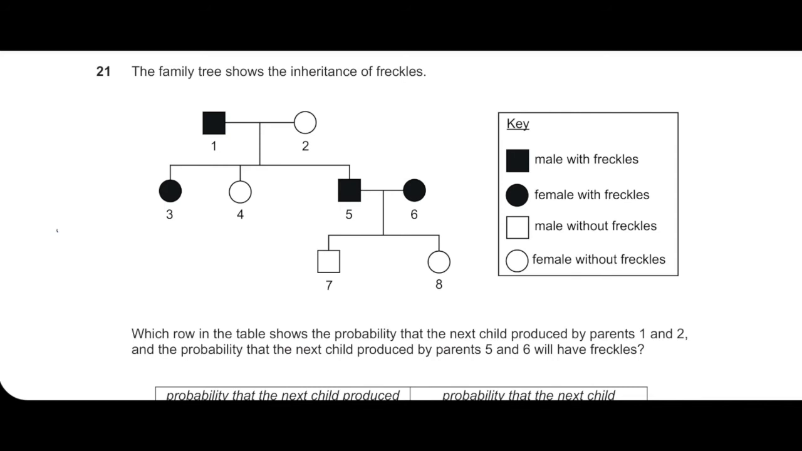So now let's focus on the offspring of parent 1 and parent number 2. And in order to do this, we first need to work out the genotype of parent 1 and parent 2. Parent 2 obviously has a genotype of little f, little f. This is because they don't have freckles. And parent 1 has a genotype of big F, little f. This is because child number 4 doesn't have freckles, and therefore parent 1 has to be heterozygous. Using this information, we could create a Punnett square to work out the probability that the next child will or will not have freckles. So let's do exactly that.